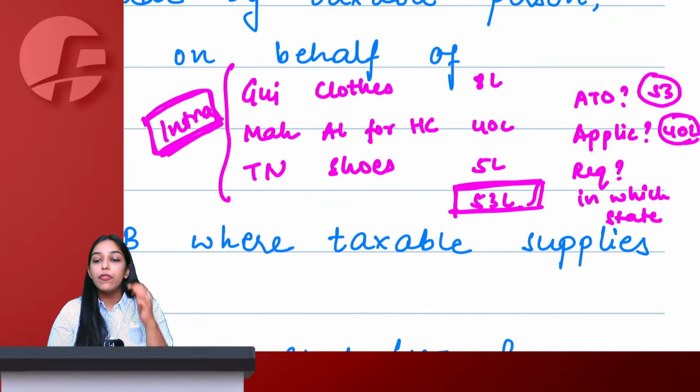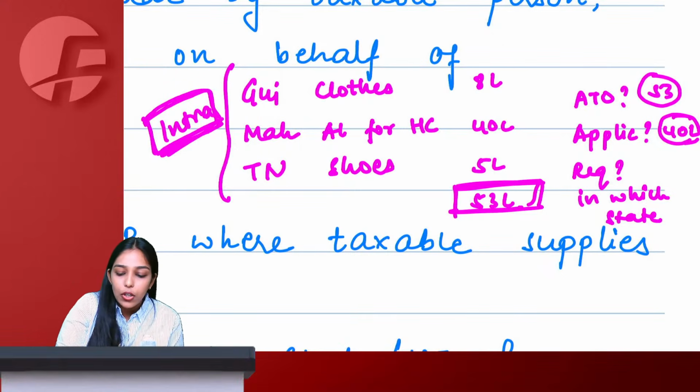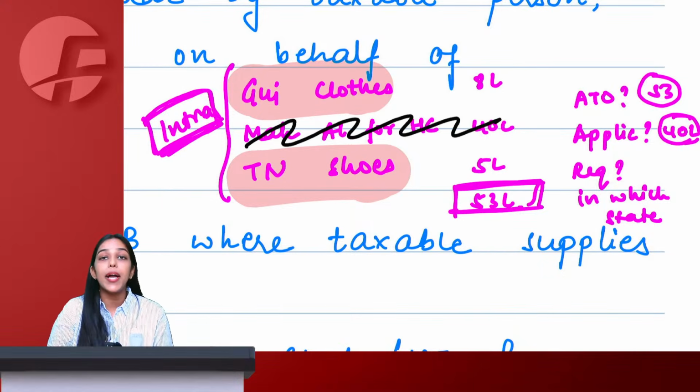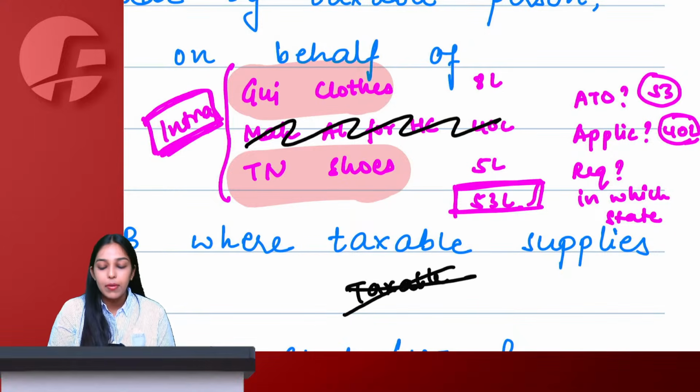Yes, ma'am. Therefore, I will be required to take registration, but only and only in the state of Gujarat and Tamil Nadu, not in the state of Maharashtra. Tell me why? Because from Maharashtra, I am not making any taxable supply. I am only making non-taxable supply, which is alcohol, from here.